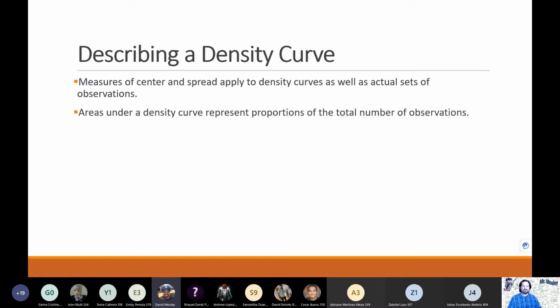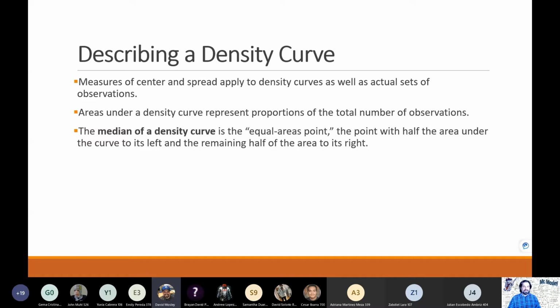Areas under a density curve represent proportions of the total number of observations. The median of a density curve is the equal areas point. The point with half the area under the curve to its left, and the remaining half of the area to its right. So where our median is, 50% is left of the median, and about another 50% to the right, half and half, cut down the middle.